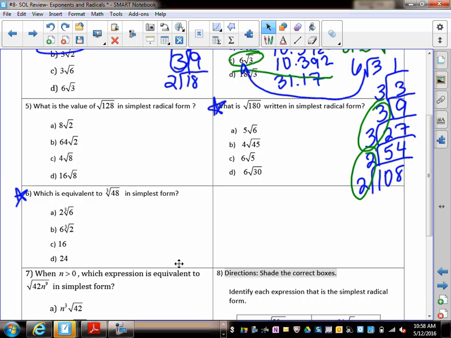So that's the idea you want to do. All right, what did we get for the square root of 180? C. And what do we get for this guy? A. Do we agree?